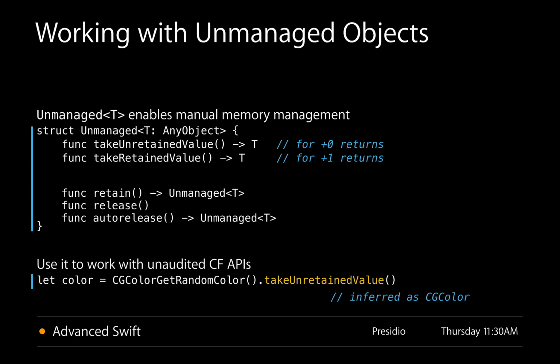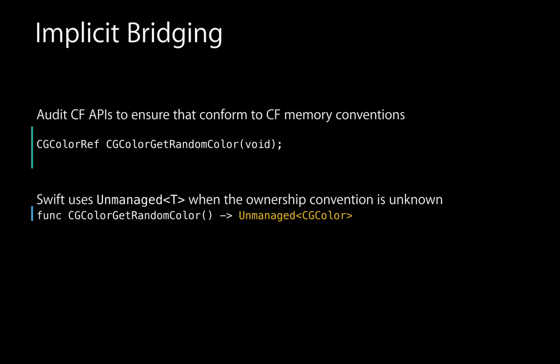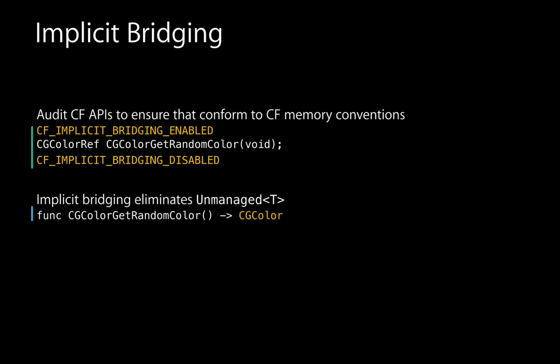Now, if you own CGColor getRandomColor, you can audit your APIs to make sure they follow the Core Foundation naming conventions for memory management. And when they do, you can use these annotations here in Core Foundation, CF_IMPLICIT_BRIDGING_ENABLED and DISABLED. Put this over a whole header once you've audited all the methods in that header. And when you do that, well, now your function, when used from Swift, gets you right back into the managed world directly. So you have the great automatic memory management that Swift can provide for CF.